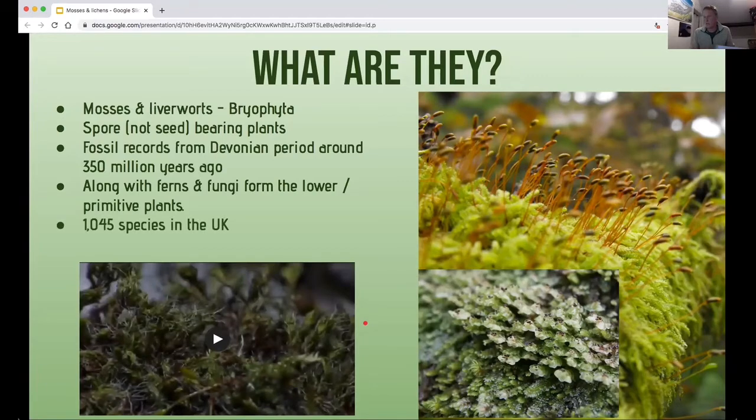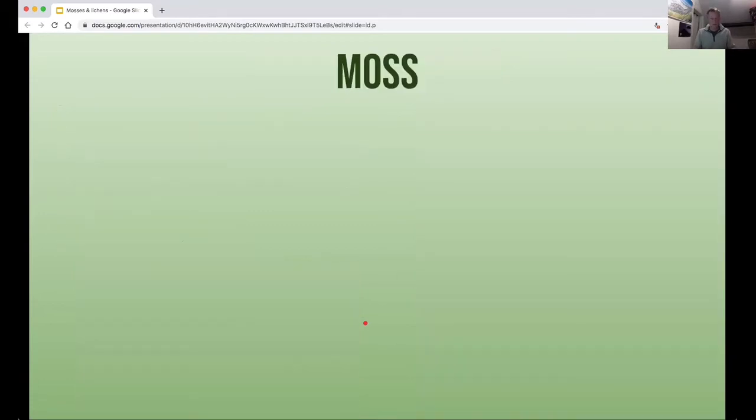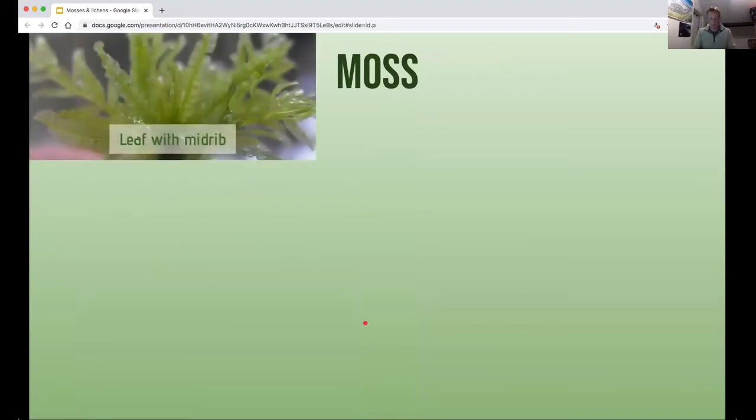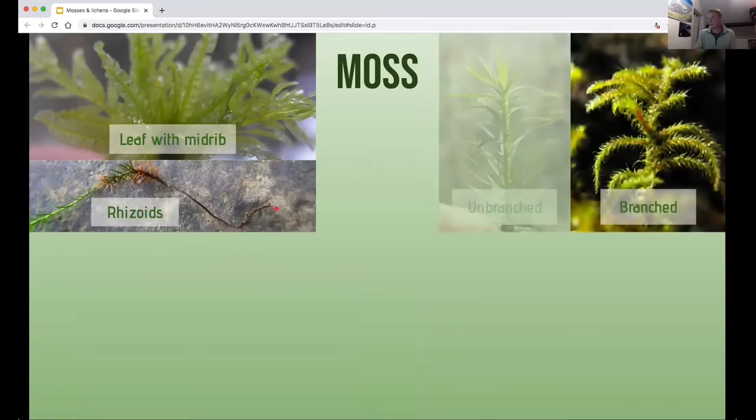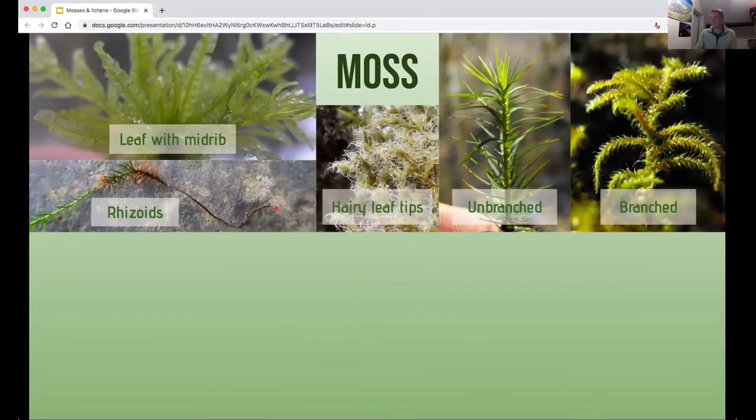Just over 1,000 species in Britain, 25,000 species worldwide. So if we look at the mosses first, and then we'll look at liverworts afterwards. So mosses are much more numerous than the liverworts. They have a stem, they have leaves, and they have this prominent midrib, which you can see there. They have these anchorage organs, or structures, which just hold in. They're called rhizoids. And a moss is either branched or unbranched. And then I mentioned that they get these hairy tips as well.